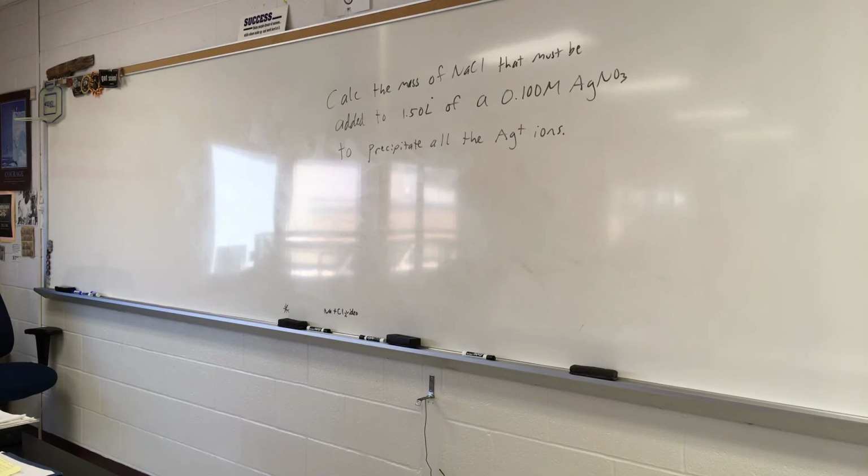You know how much silver nitrate you have, so you can figure out your moles of silver nitrate. You have your molarity, you have the volume. You can find moles of silver nitrate, which really means moles of silver. So after you write the equation, find moles of silver nitrate. And then go from there.